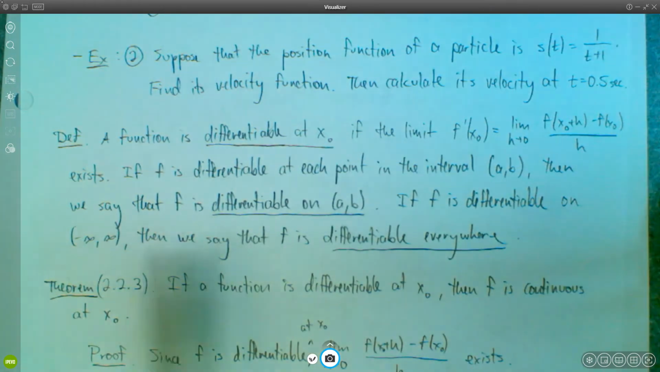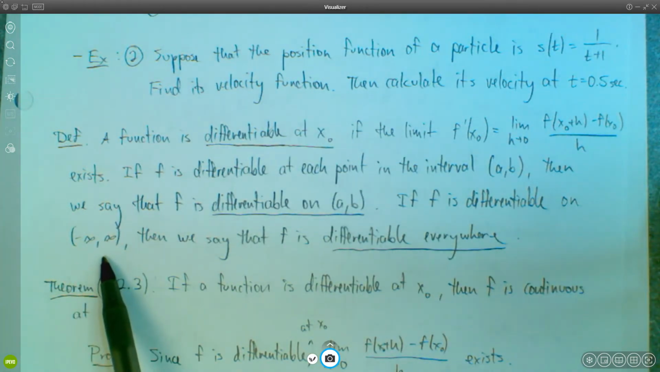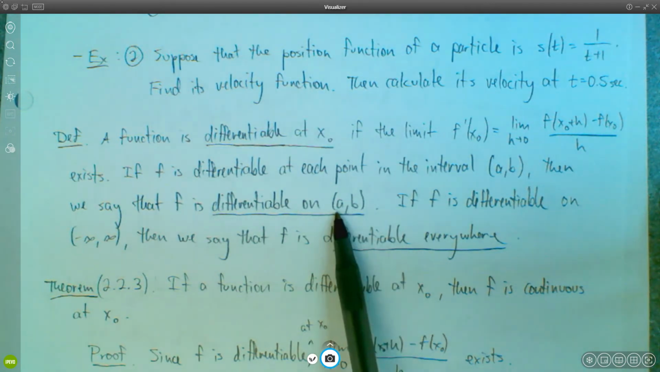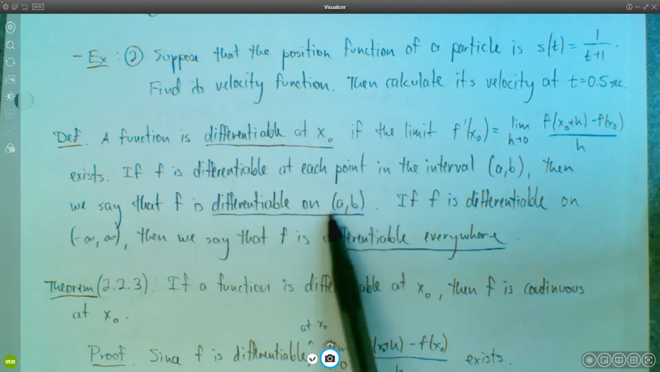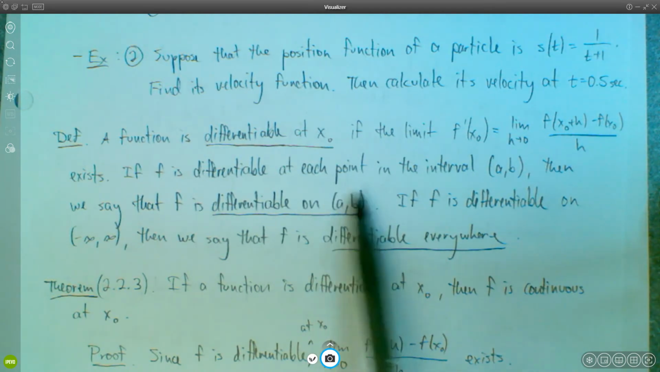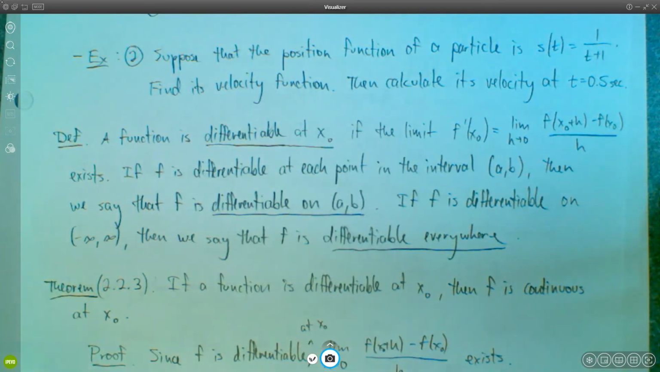If f is differentiable on negative infinity to positive infinity, then we say f is differentiable everywhere. And then there are some other loose ends. This is an open interval, open on both ends. If it were closed on one end or maybe closed on both ends, could we talk about differentiability on a closed interval or a half closed interval?